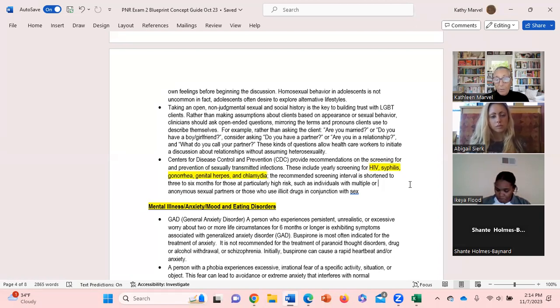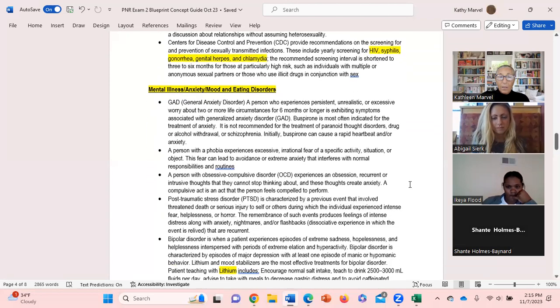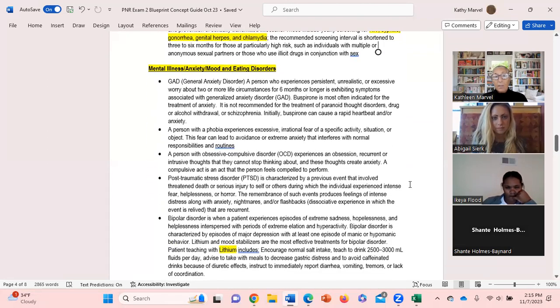Okay, so this bullet is asking to know about or be aware of what is recommended for annual screenings. And when would the time frame be bumped from a year to 6 months for the higher risk? You with me? Okay, we have lots of things to know about mental illness, anxiety, mood, and eating disorders.